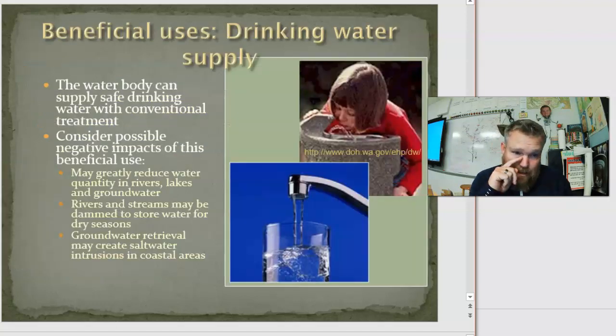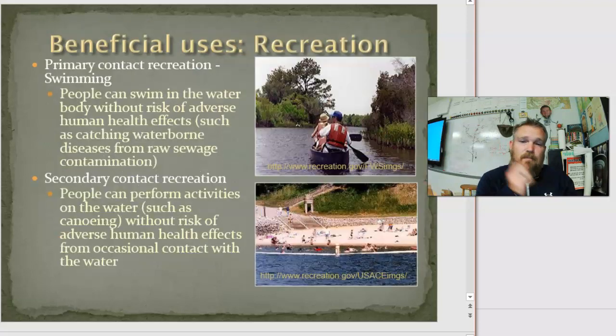And then drinking water, that should be pretty straightforward. If you're drinking it, we need to be assured that it is safe to drink. Then recreation-wise, if you boat or play or swim in and around that water, it needs to be free of contaminants that could cause harm.